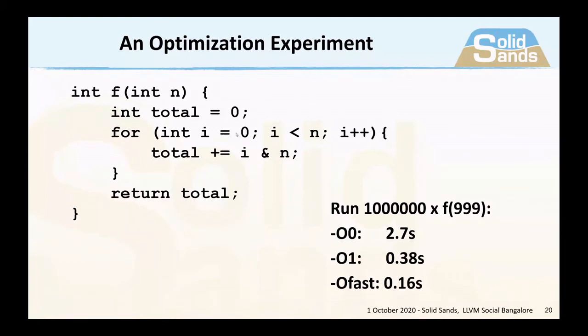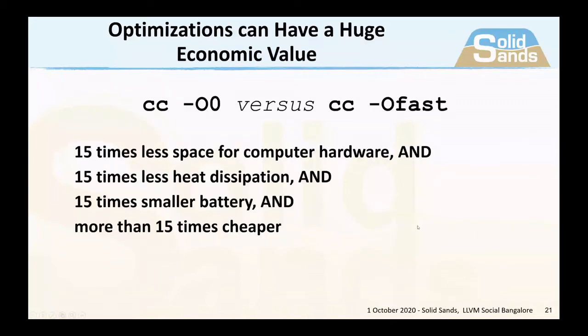So a small experiment here already demonstrates the performance improvements thanks to compiler optimizations. Here we have a for loop that iterates n times. Each iteration, it adds a value to the total, and in the end, the total is returned. Now, if we run this loop 1,000,000 times at an input of 999, at O0, it takes 2.7 seconds, and at O fast, it only takes 0.16 seconds. So that is an improvement of about 15 times.